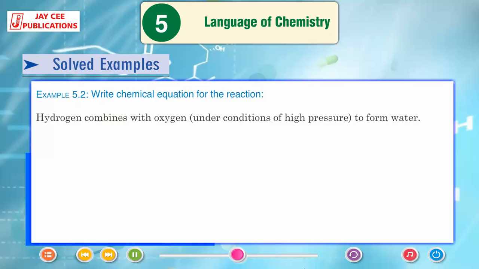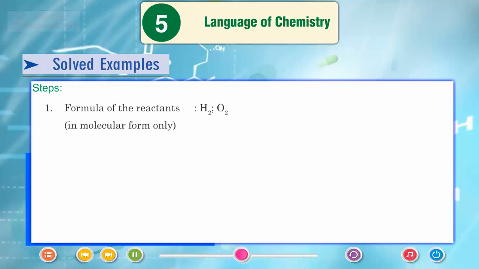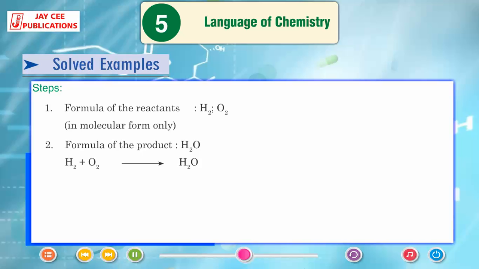Example 5.2. Write the chemical equation for the reaction. Hydrogen combines with oxygen under conditions of high pressure to form water. Steps: 1. Formula of the reactants: H2 and O2, in molecular form only. 2. Formula of the product: H2O. H2 plus O2 gives H2O.